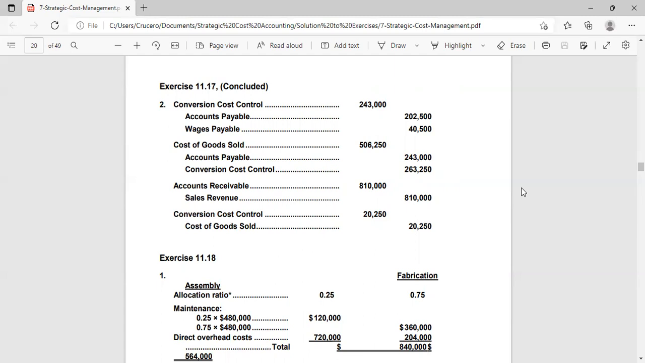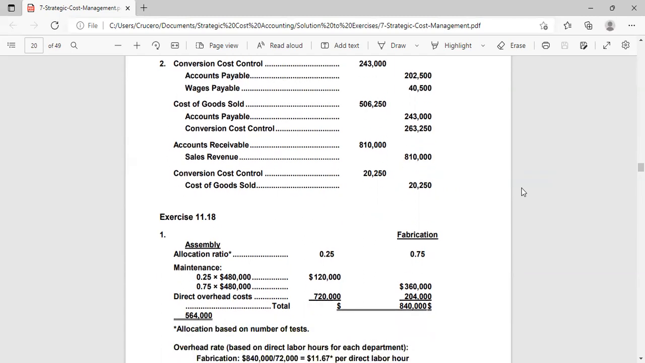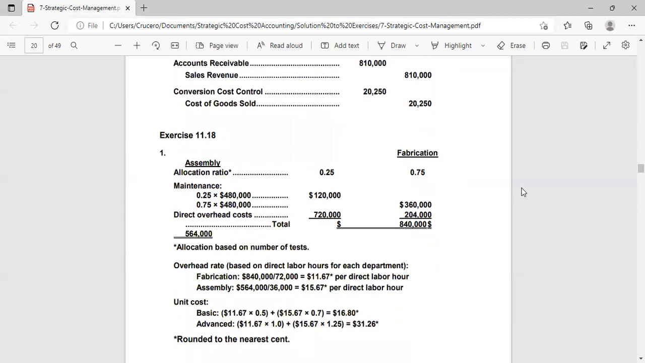Then for problem 17, debit conversion cost control and credit accounts payable and wages payable, debit cost of goods sold. So directly, we close to cost of goods sold. We do not pass finished goods anymore. Credit accounts payable and conversion cost control. Debit accounts receivable and credit sales, and finally record the variance. Now for problem number 18.